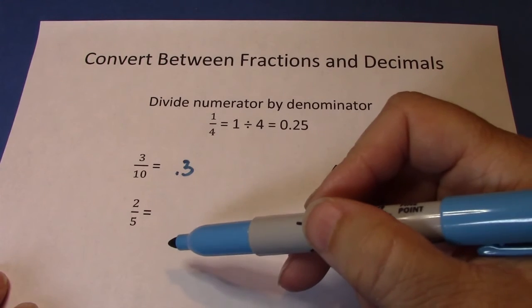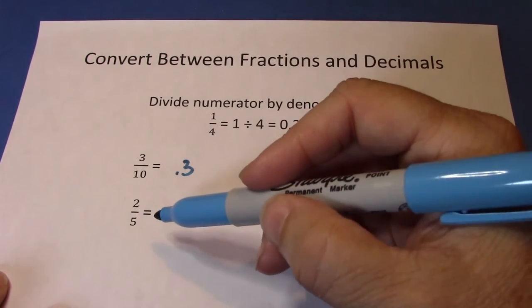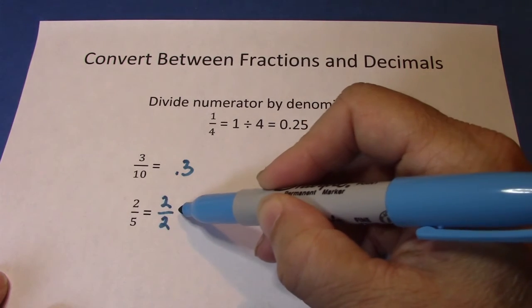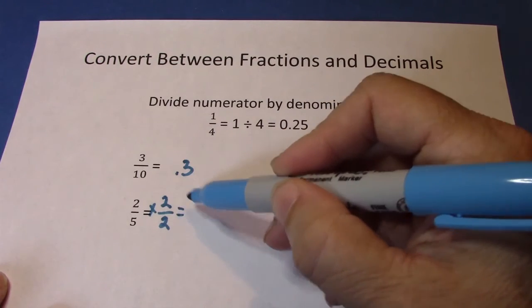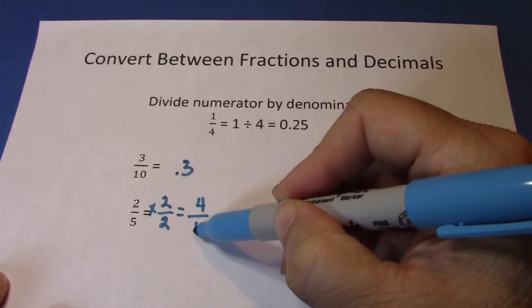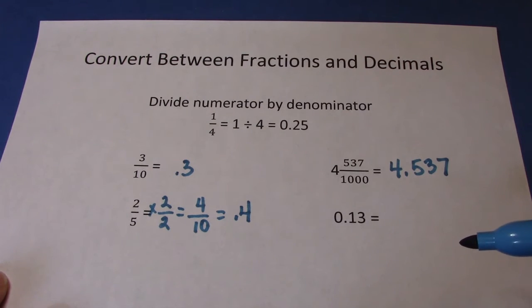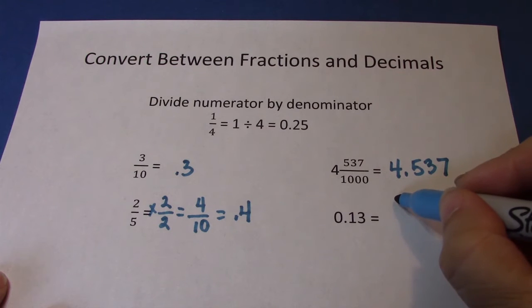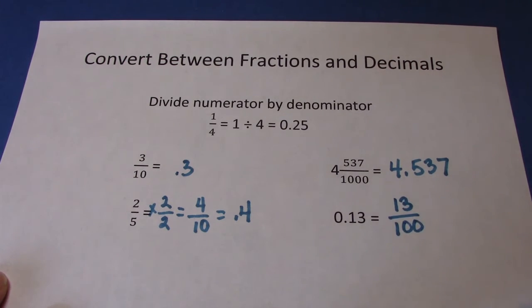Something like 2/5 can be converted to having 10 as a denominator. So if we multiply by 1 in the form of 2 over 2, we get 4/10, and that is 0.4. Going back the other way, 13 hundredths, remember that's literally 13 hundredths, and there it is as a fraction.